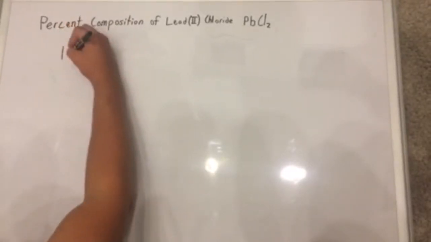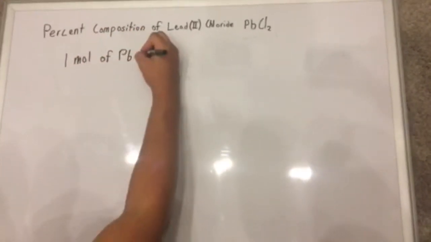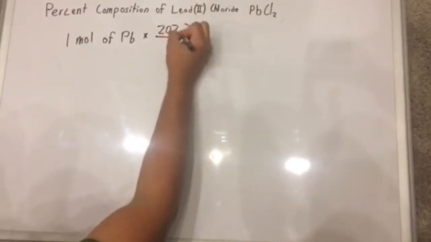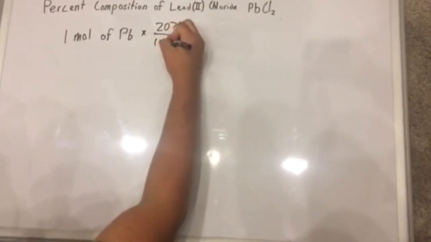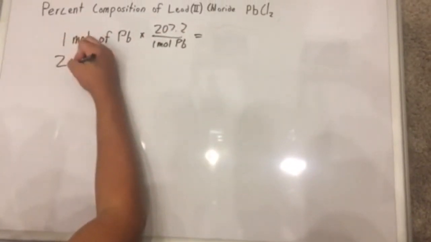Our first problem is the percent composition of lead-2 chloride. First, we need to find the molar mass of lead-2 chloride. The molar mass is the total mass of a compound. Multiply the amount of moles of the element times the AMU of the element over 1 mole.